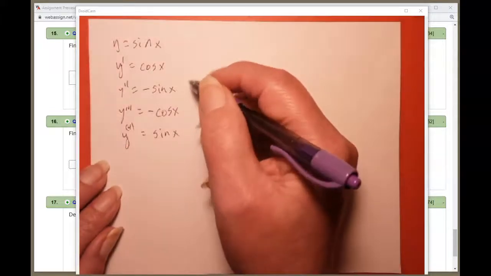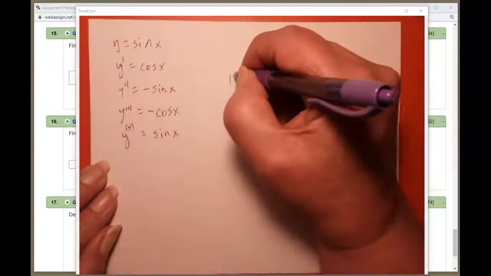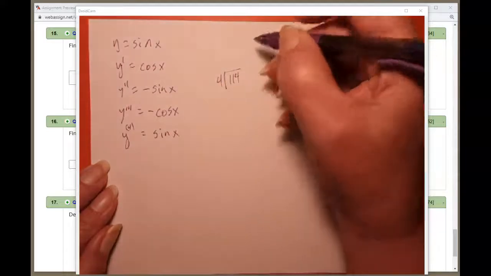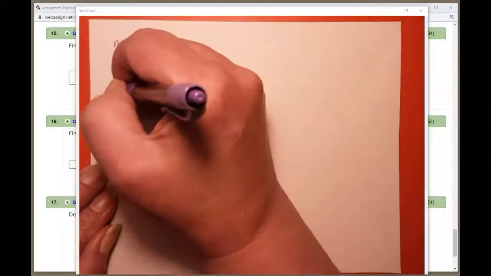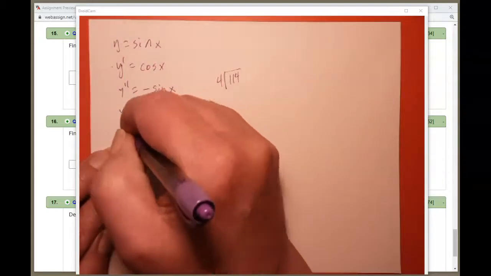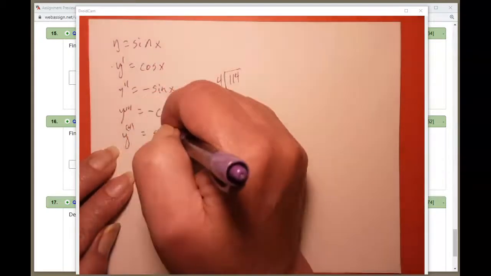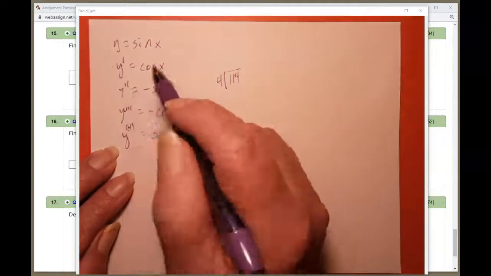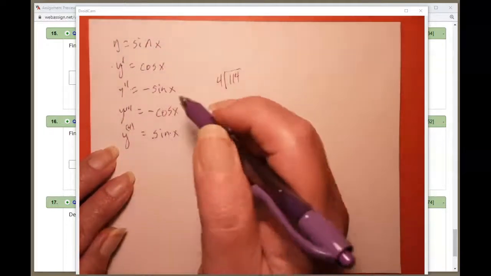So I want the 114th one. So if I divide 114 by 4, I'm really interested in the remainder. So this is 1, 2, 3, and then we go back to the regular one. So if it's divisible by 4 evenly, I get sine. If it has a remainder of 1, I'll get cosine. Of 2, I'll get negative sine. And of 3, I'll get negative cosine of x.